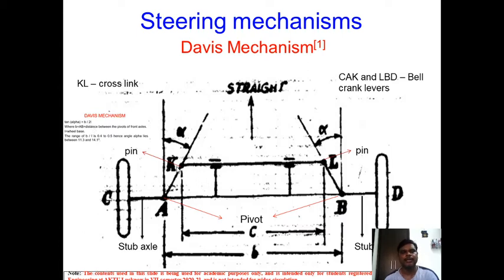and this is only possible with the Davis mechanism. So the range of B by L is 0.4 to 0.5. So angle alpha lies between an angle of 11.3 degree to 14.1 degree.